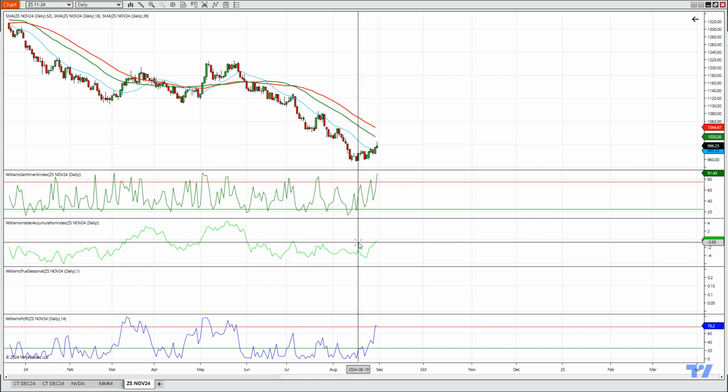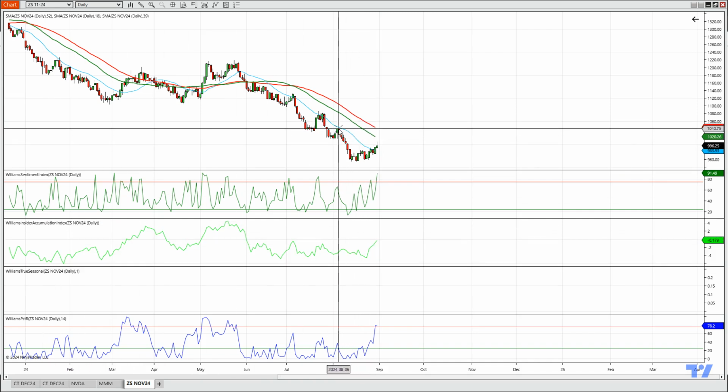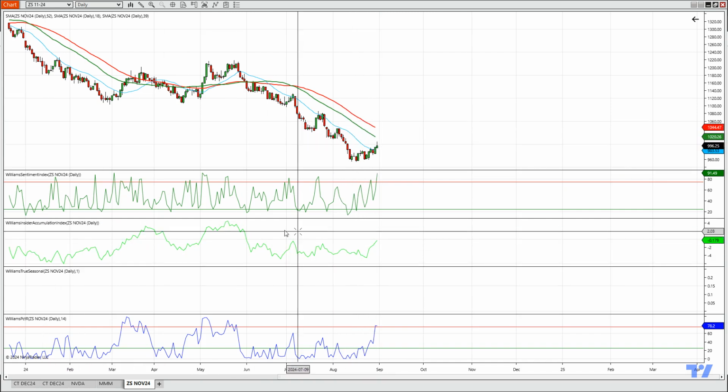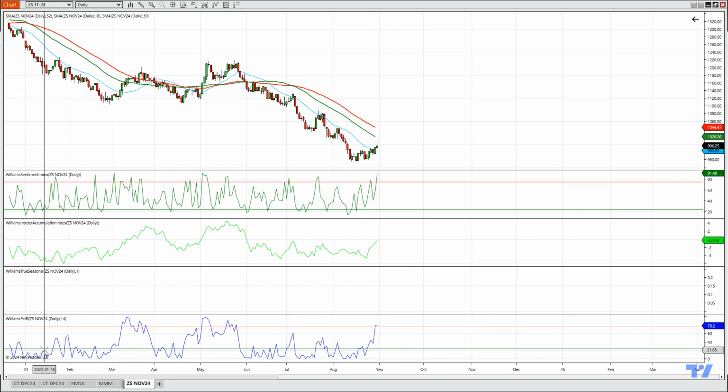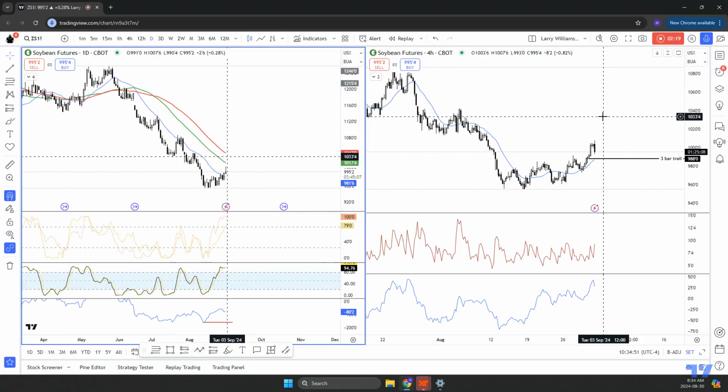We also have insider distribution going on, so a lower high here in price, while there's a higher high on the accumulation distribution index. We also get a sell signal on the percent R. So how do we pull this all together and trade this idea?